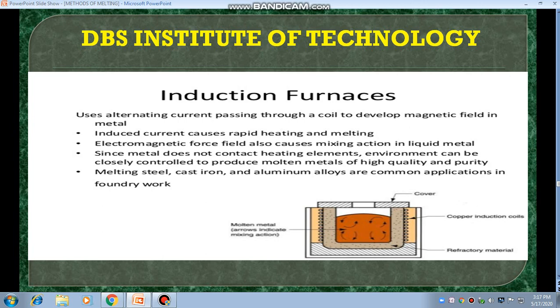We can make melting of steels, melting of cast irons, and melting of aluminum alloys that are commonly applicable in foundry work.